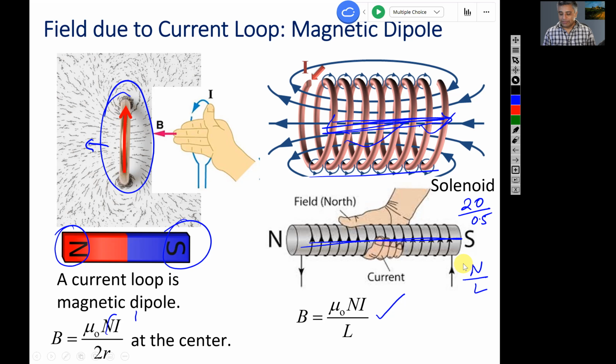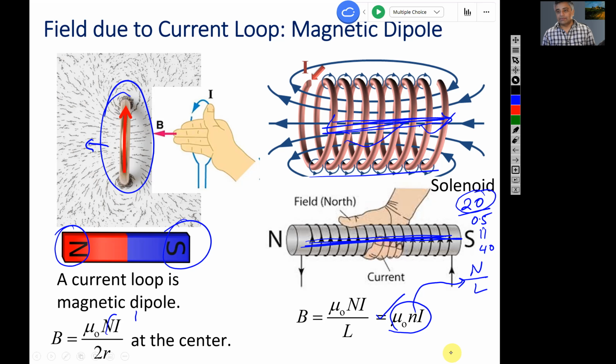So we can replace that by lowercase n and write that in a simple form. So this lowercase n is just N divided by L. For example, if this length was half a meter and there were 20 turns, then n would be 40. 20 divided by a half is 40. So in that case, n would be 40 in this example.